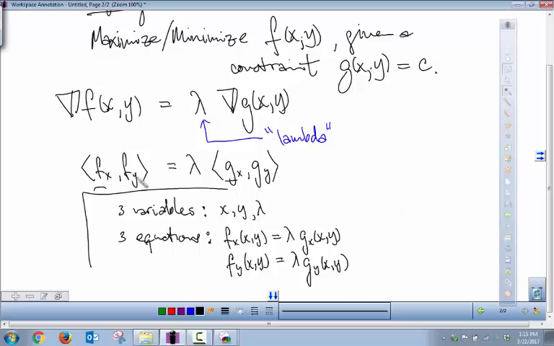Well, from this equation over here with the Lagrange multiplier, I only came up with 2 equations. To be able to solve for this, we need 3 equations because we have 3 unknowns. What do you think our third equation is going to be?